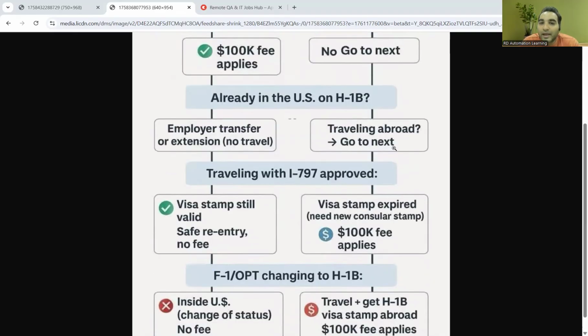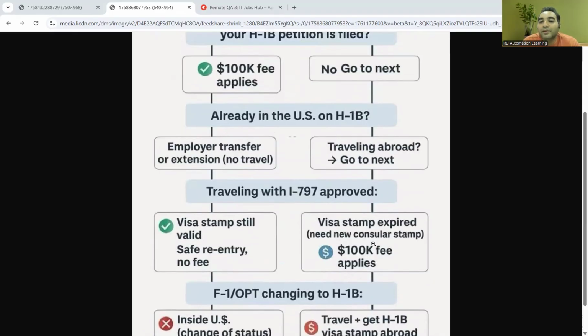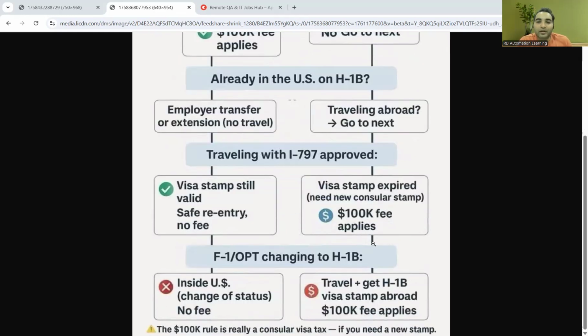Now, if you travel abroad and your visa stamp is getting expired, then you will have to pay this new fee. If you went outside of the US and your visa stamp got expired, then you will have to come again and you'll have to pay. All right. So that's the new $100K rule, which is the thing that you need to understand.